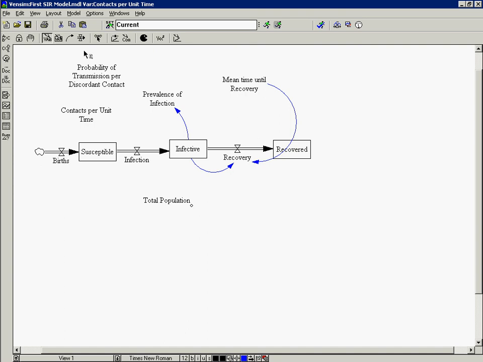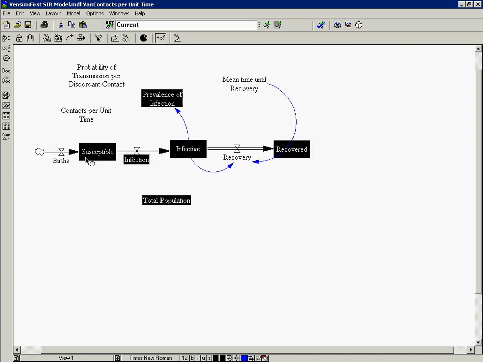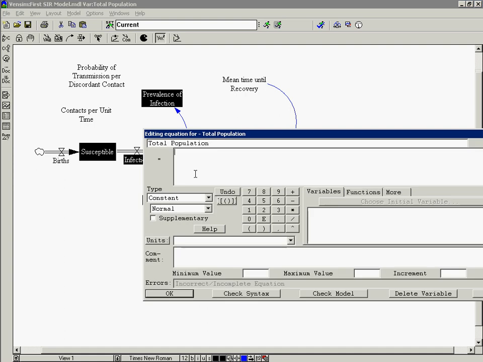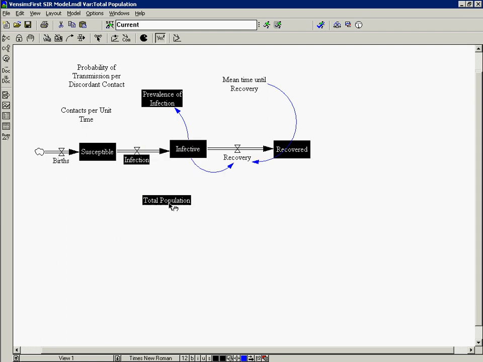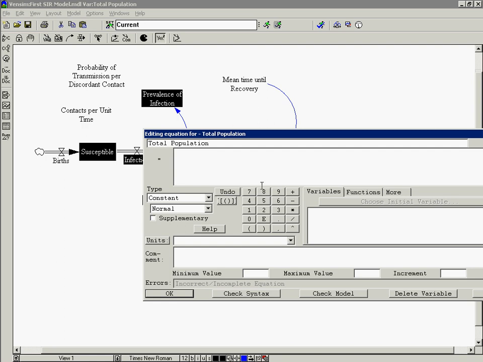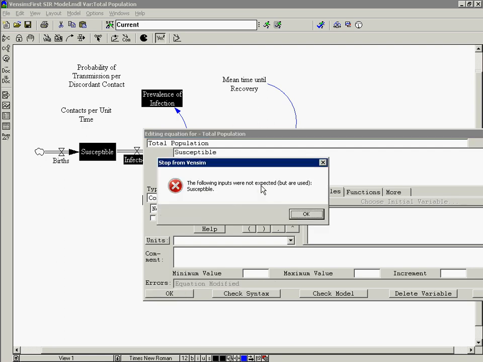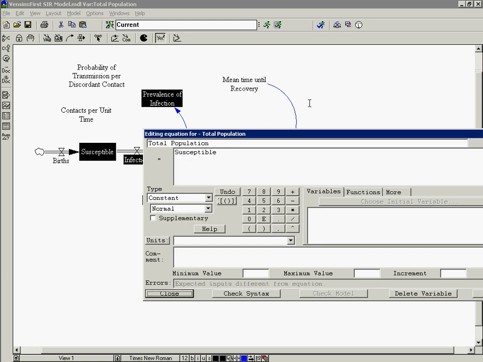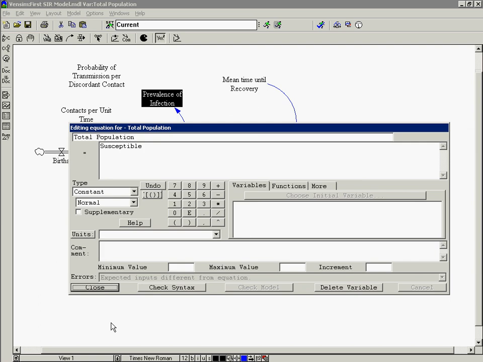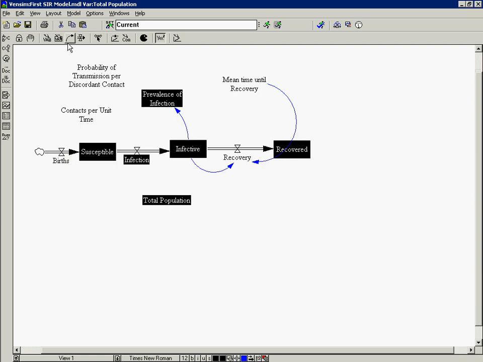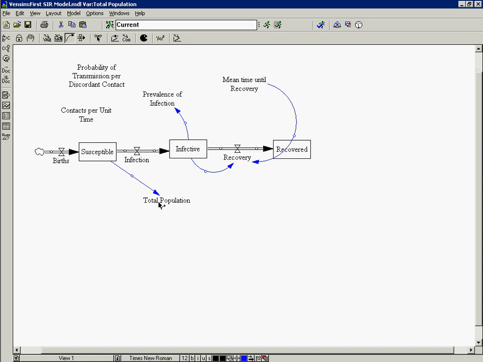Now, Vensim, like any logic, is persnickety, ladies and gentlemen. But they're persnickety in somewhat different ways. One of the ways that they're persnickety in common is that if you try to go to total population and just type in susceptible, it will say, I can't do that. It doesn't use quite that accent, but it's something like that. And so what you need to do is hitch it up with these dependencies here. Just like that.